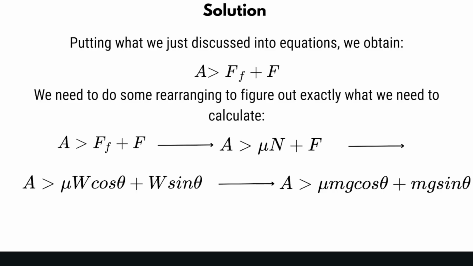And then if we do some even more substitution, A is going to be greater than the friction coefficient times the weight of the object times cosine theta, plus the weight of the object times sine theta, right? When we talked about that earlier. And then finally, A is going to be greater than the friction coefficient times the mass of the object times gravity times cosine theta, plus the mass of the object times gravity times sine theta.